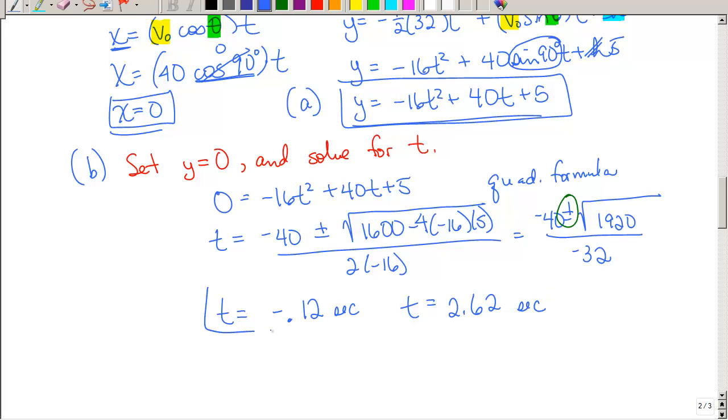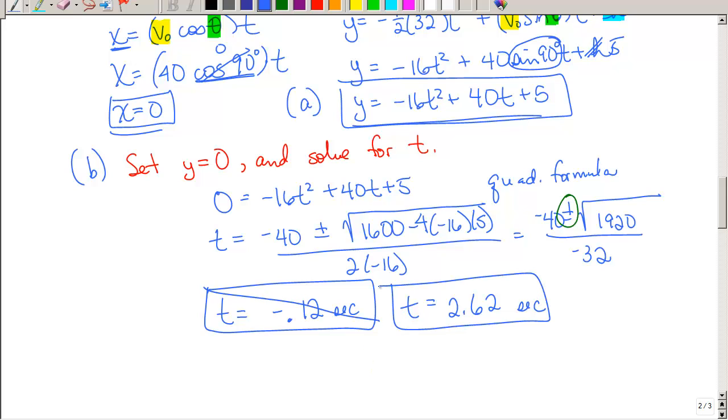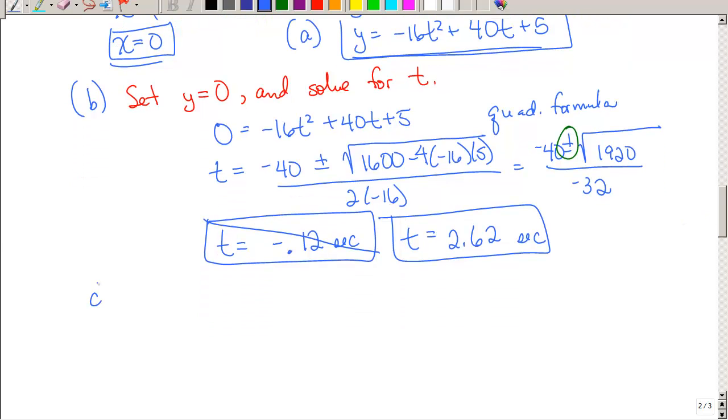So can you have a negative time? No. So the question is, how long is the ball in the air? 2.62 seconds. What does part C ask? It asks, when is the ball at its maximum height? When is it at the maximum height?